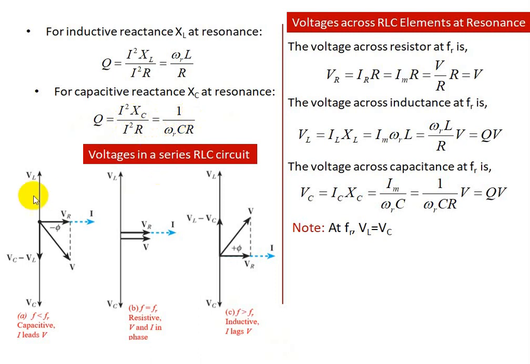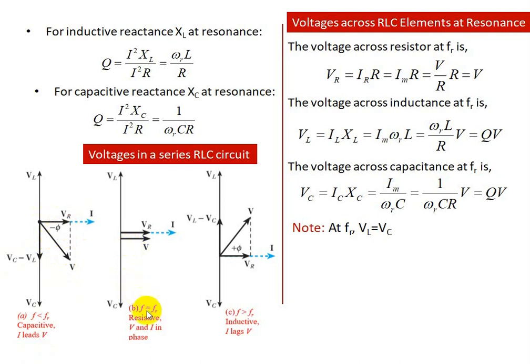Voltage in a series circuit. We will see the phasor diagram for three cases. One is below fR. When the frequency is below fR, the circuit will behave like a capacitive circuit. Current will lead the voltage. Therefore, VL minus VC will be negative, so this phasor is drawn downwards, and this horizontal phasor is VR. The vector addition of these two phasors gives the resultant voltage, which is nothing but the supply voltage in the circuit. And phi is the phase angle between this VR phasor and the resultant vector V.